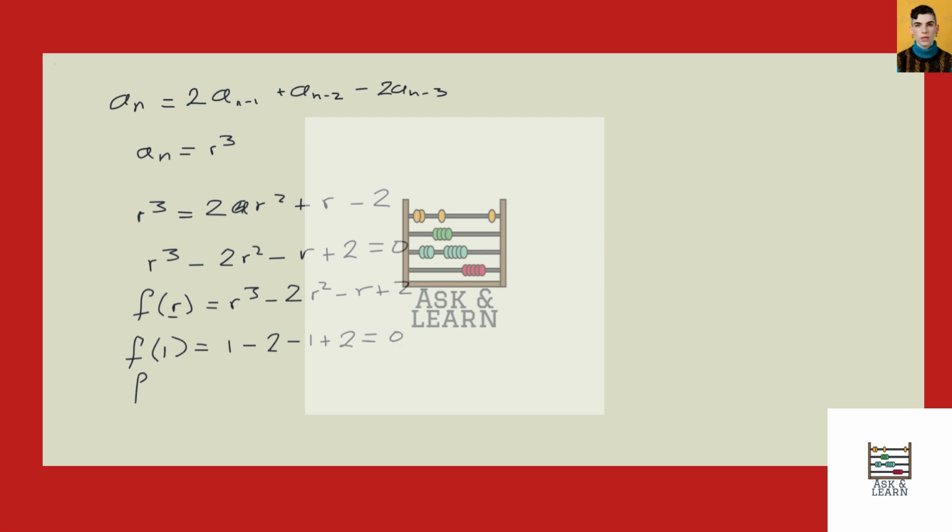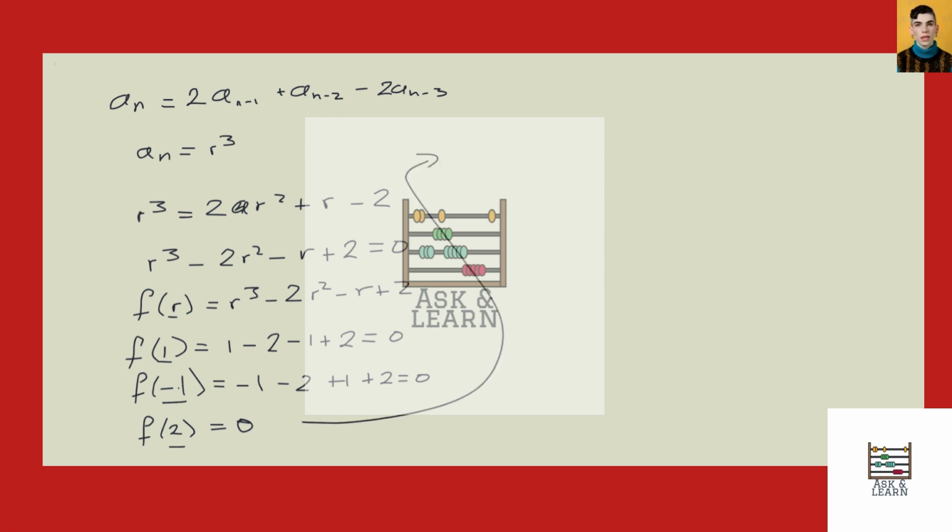You also find that f of minus 1, so minus 1 cubed is minus 1, minus 2 times minus 1 squared, so that's minus 2, negative minus 1, so that's plus 1, and then plus 2, so that's also equal to 0. And finally, you'll also find that f of 2 is also 0. I'll just let you do the calculations. You just have to guess and check for these numbers, but you'll find that these three are your roots.